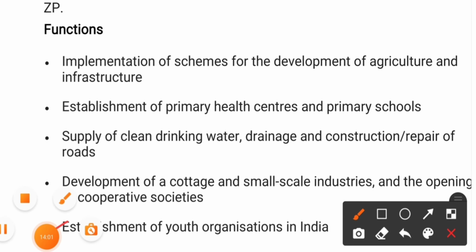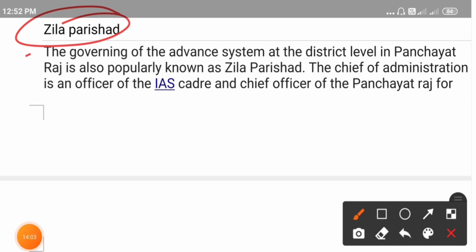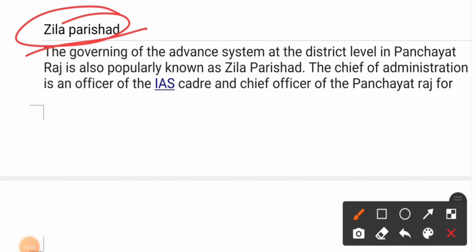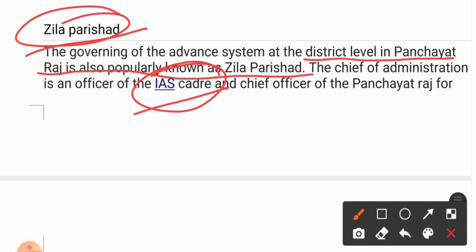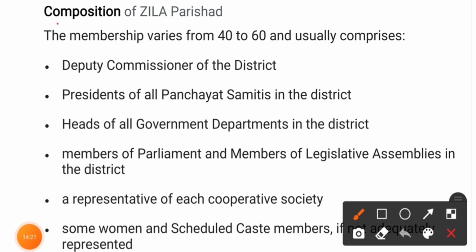establishment of youth organizations in India. Finally, here we have Zila Parishad, the governing body of the Panchayati Raj system at the district level, popularly known as Zila Parishad. The chief of administration is an officer of the IAS cadre. See, in Zila Parishad we have an IAS cadre officer as chief officer of the Panchayati Raj. If you look at its composition, the membership varies from 40 to 60, meaning it has at least 40 to 60 members.